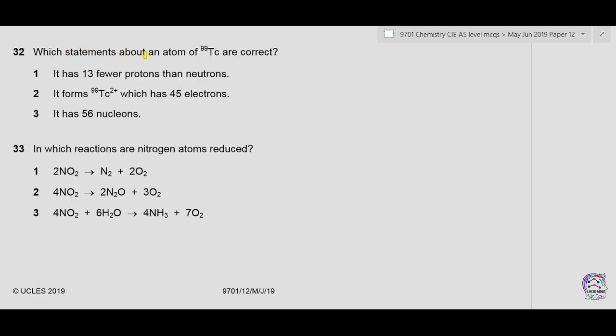Question 32. Which statements about an atom of technetium-99 are correct? The atomic number of technetium-99 from the periodic table is 43 and the nucleon number is 99. Part 1. It has 13 fewer protons than neutrons. Now protons are 43 and neutrons will be 99 minus 43, 56 neutrons. If we add 13 to 43, it becomes 56, so therefore 1 is correct.